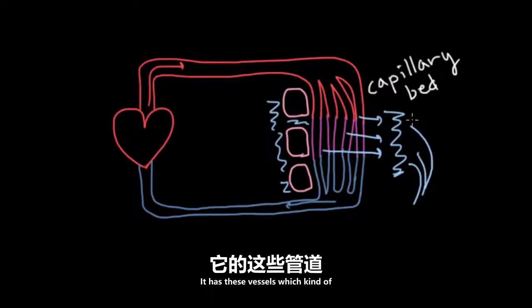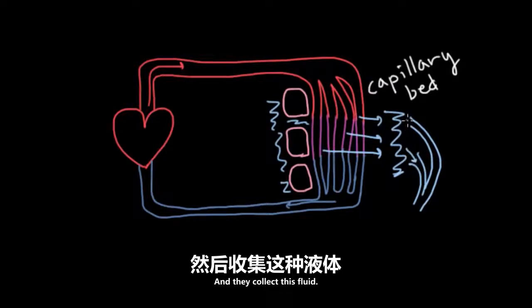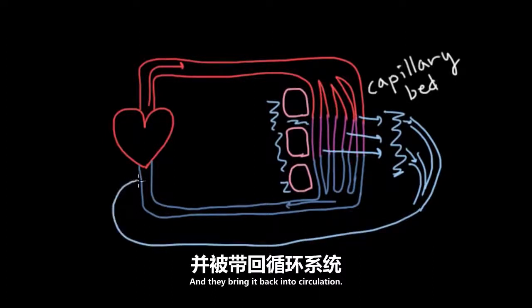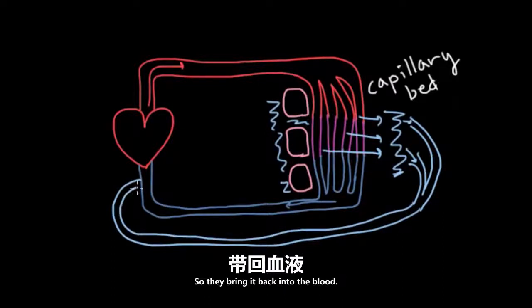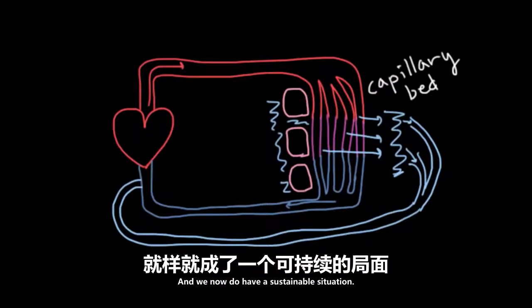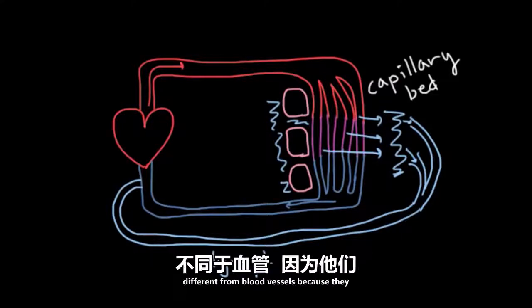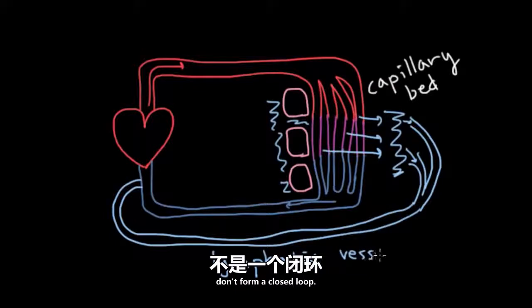It has these vessels which kind of start in the middle of nowhere, and they collect this fluid. The fluid goes in, they collect it, and they bring it back into circulation. So they bring it back into the blood. And that way, it goes back in, and the blood can continue to circulate, and we now do have a sustainable situation. So these vessels here we call lymphatic vessels, and if you'll notice, they're a little bit different from blood vessels because they don't form a closed loop.